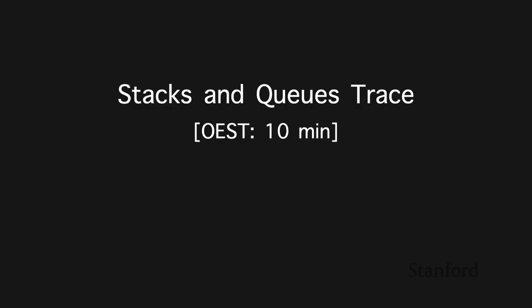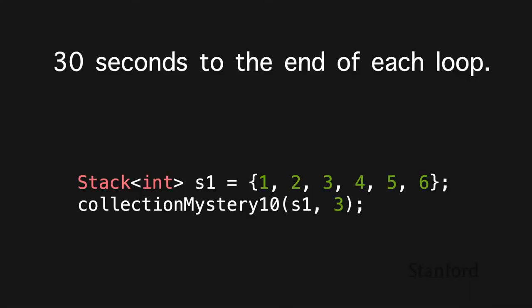All right, cool. So now let's do a stack and queue trace. I spent a lot of time making a lot of slides for this, so I hope you enjoy it. Take a look at question 2 on the handout. There's a little program, and we're going to pass in a stack 1 2 3 4 5 6. I think 6 is the top of the stack. So if you pop from the stack right now, you get 6, and we're also going to pass in n equals 3. The goal is to trace what happens in this program.